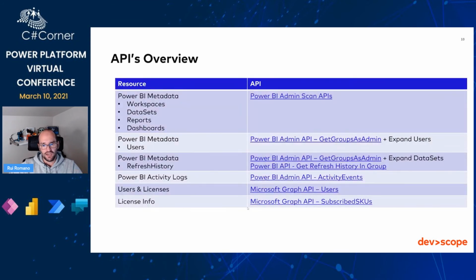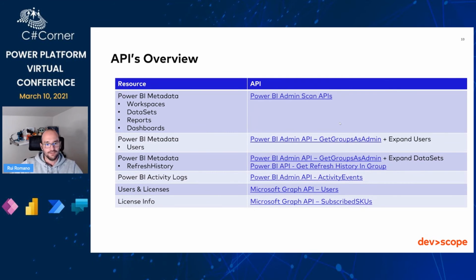So these are the APIs that you need to use. For the Power BI metadata, you need to use the new Power BI admin scan APIs that do a scan over all your tenants. It's a really awesome API because the first time it will get everything, but then you can provide a timestamp, and it will only give you the workspaces that changed since the last time you collected the data.